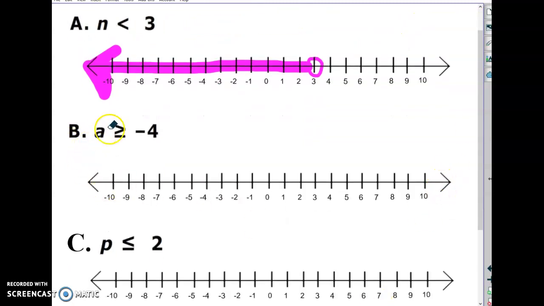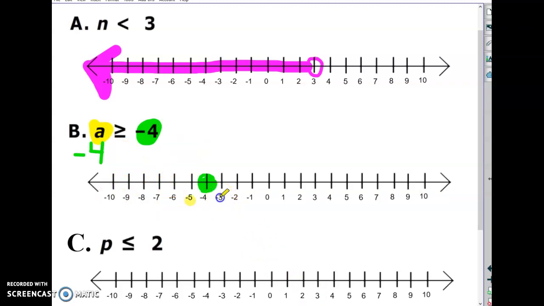The next one says a number is greater than or equal to -4. So my dot is going to be at -4. First of all, I'm going to plug in -4 for my a value. And it says -4 is greater than or equal to -4. Well, -4 is equal to -4, so I'm going to fill in that dot. -4 is a solution. Now I'm going to try to plug in -5 for my a value. I'm going to think, is -5 greater than or equal to -4? No, it is not, so I'm not going to shade in that direction.